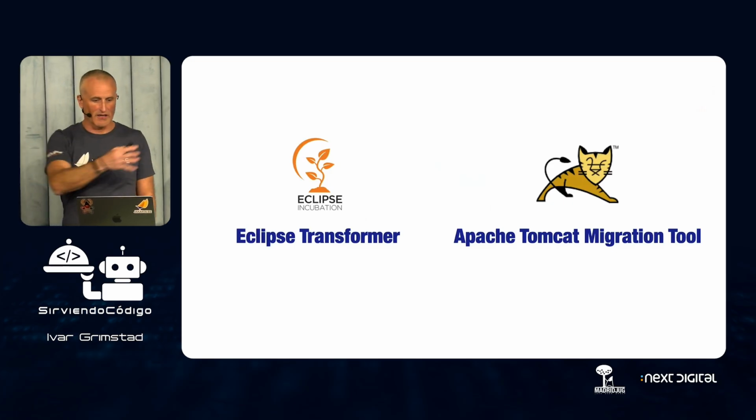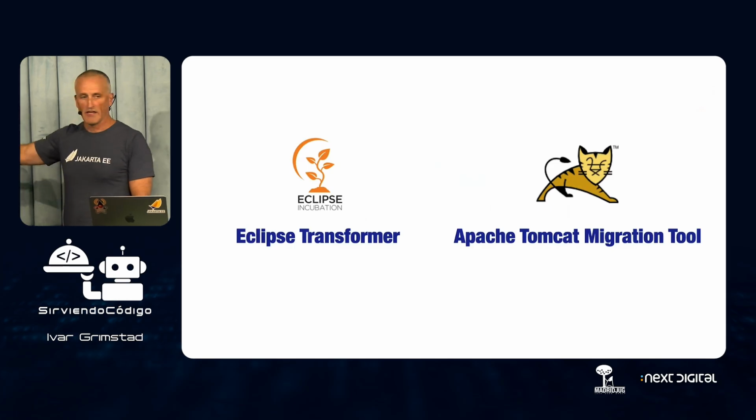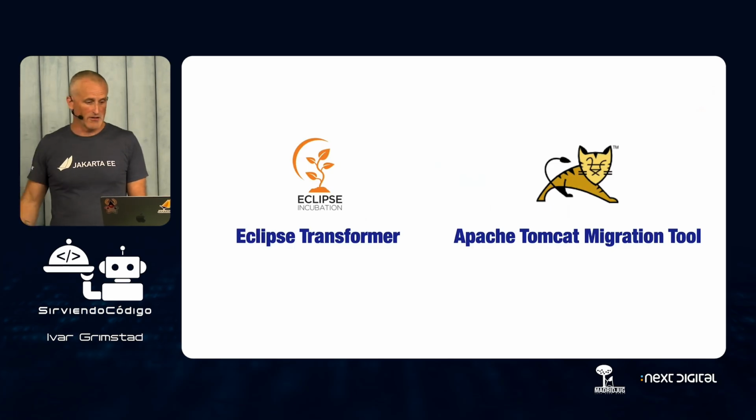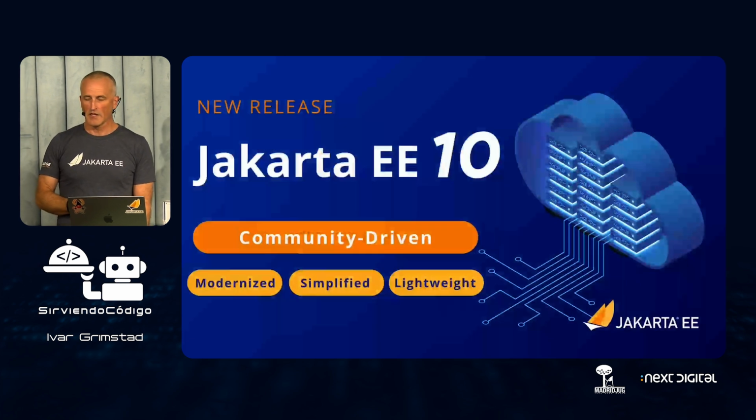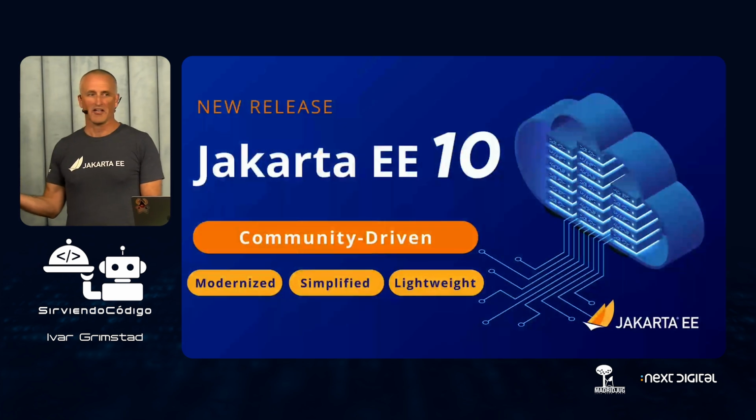The Eclipse Transformer is at the Eclipse Foundation. The Apache Tomcat migration tool is at Apache, and they're open source. They're free to use, and they're easy to use. Just try them out. And they can take any namespace. So if your company is acquired and you have to change the namespace of all your code, you can just run the transformer on them.